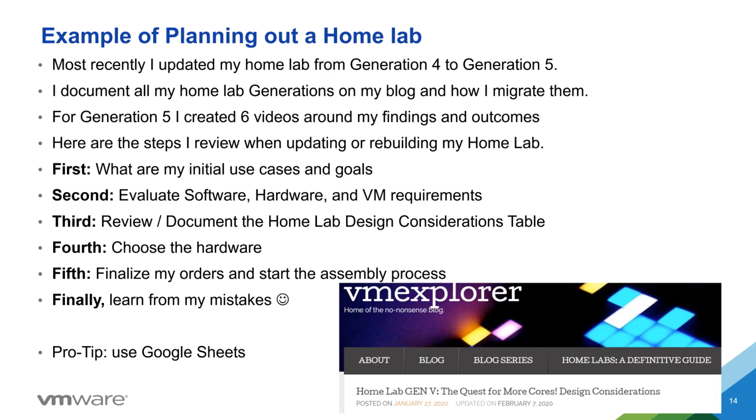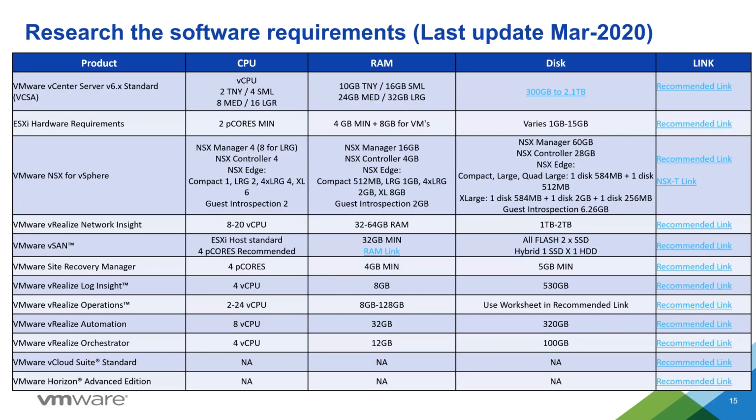All right. So here's a helpful chart. These are some of the products I considered when I started planning out, and this is something you might want to think about too. If you want to just start out with vCenter Server Standard, VCSA at the top, there's some of the minimum requirements you might have to consider. You're going to have 2 vCPUs for a tiny vCenter VCSA, and you might have to have 300 gigs of hard disk. But to the right is the recommended link.